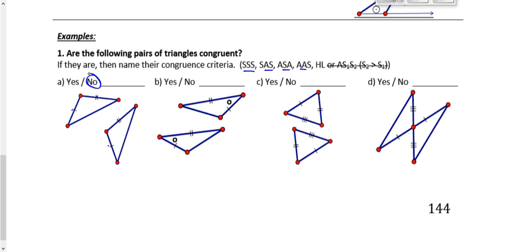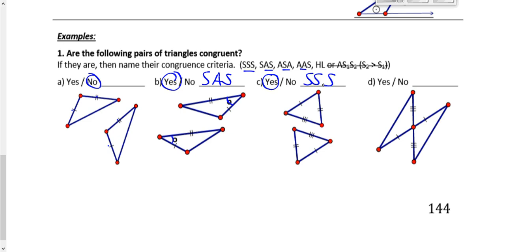Now, how about here? You just mark these 100%. Side, angle, side. There's two sides, you include the angles. So that's a yes. SAS. Yes. And the next one, yes, all three, they're good. Yep, side. And the last one, yes or no?